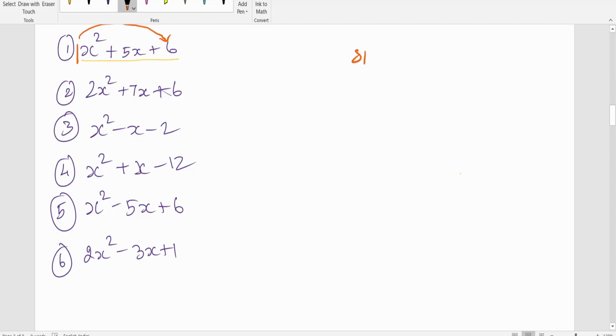So step 1, product, I write it as P. Product is equal to 1 into 6, which is equal to 6. My step 2 is the sum of the numbers, which is plus 5. This is equal to plus 5. Since both my product and sum are positive, my A and B will be positive.